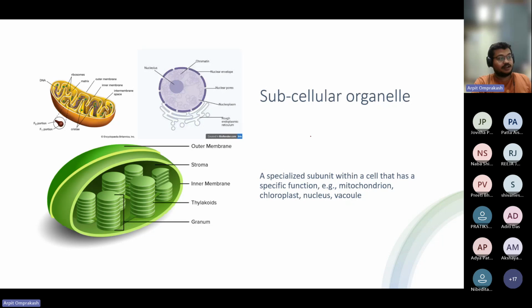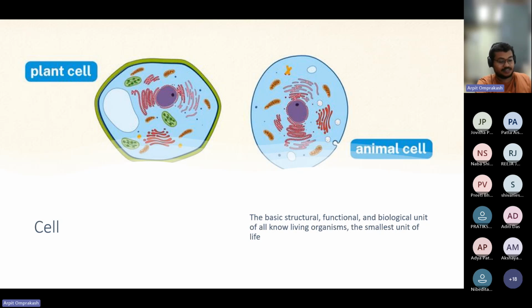So a subcellular organelle is basically a specialized subunit within a cell that has a specific function. For example, the mitochondria, which is shown here, is the powerhouse of the cell and generates energy for the cell. Chloroplasts are found in plant cells and they help synthesize food from sunlight. The nucleus is what governs a cell and also contains the DNA. Then the cell is the next level of organization, which is the basic structural, functional, and biological unit of all known living organisms and the smallest unit of life. So the smallest living thing that you can have is a microbe, which is basically a single cell.